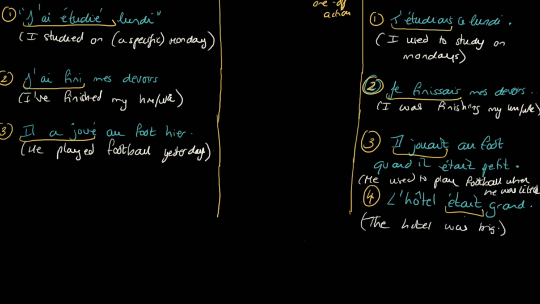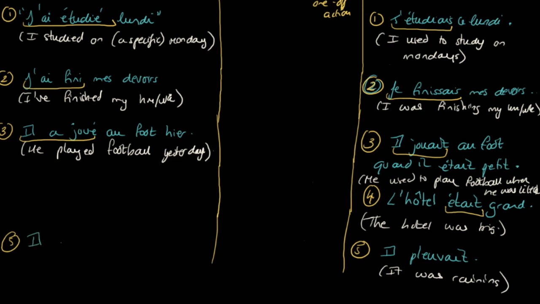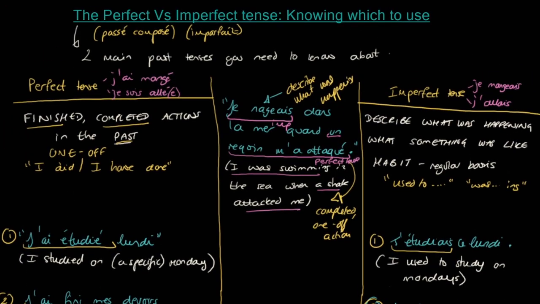You're describing what something was like. If you're describing anything in the past, you want to be using your imperfect tense. Similarly, you could also say, what was the weather like on, what was it like? Il pleuvait. It was raining. You're describing what it was like. However, over here, if we could say, il a plu. It rained. One-off event. Il pleuvait. You're describing what it was like. It was raining. Okay, so those, folks, are the main differences between the two past tenses.